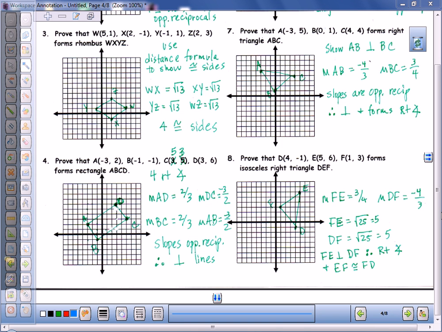Okay, number 7 asks us to prove that it forms a right triangle. And so to show it forms a right triangle, all we have to do is show that the lines are perpendicular, so the slopes are opposite reciprocals. It is actually an isosceles right triangle, but it just said prove that it's a right triangle. You can prove it's isosceles by finding the distances, the lengths of the 2 legs. And that's what we had to do on number 8. We had to show opposite reciprocal slopes and that those distances were the same. And then that tells us it's an isosceles right triangle.